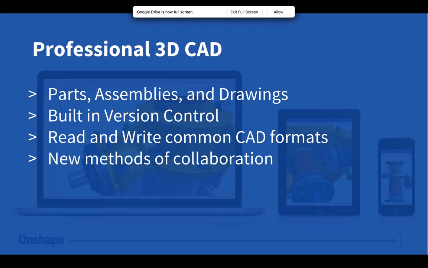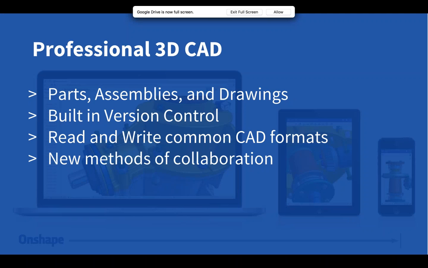Now, what are the other key things to keep in mind with Onshape? One of the first is we do consider ourselves professional 3D CAD, and when you think of professional 3D CAD, it's really three pieces: parts, assemblies, and of course drawings. And we do have all three major pieces that make up a professional 3D CAD system.